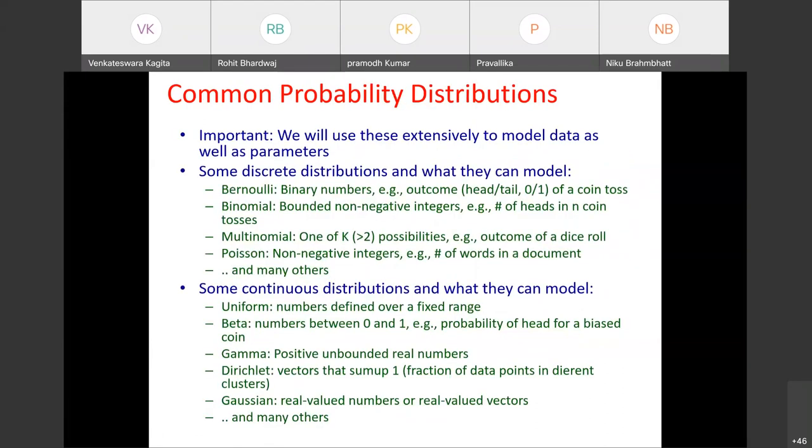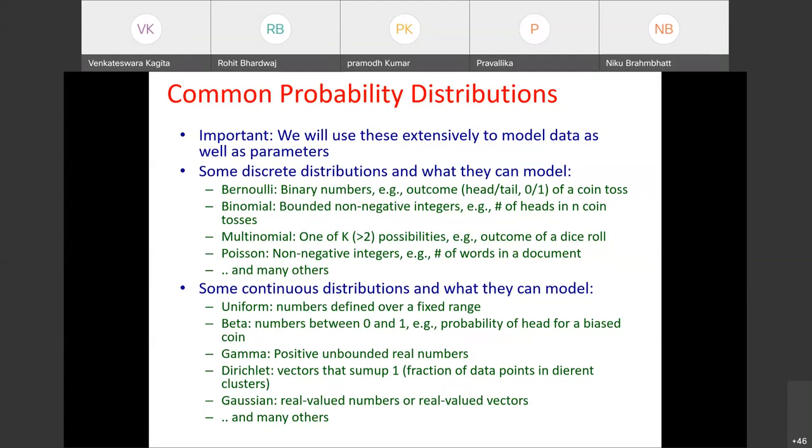Is that clear? So these are some common probability distributions. I'll quickly go through them because we have already crossed the time. These are some of the important probability distributions. We'll be using them extensively to model the data as well as the parameters. Some of the discrete probability distributions and what they can model is given here. Bernoulli can model binary numbers, like the outcome of coin tossing, head or tail, 0 or 1.